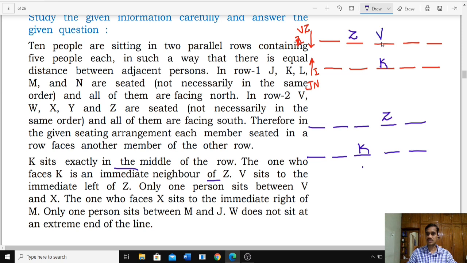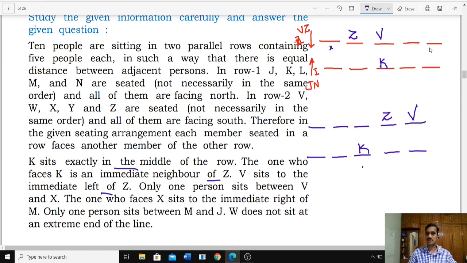Here in the first case, K and V are opposite. V is to the immediate left of Z. V is at the right extreme. And next one. Only one person between V and X. Between V and X, there must be exactly one person.